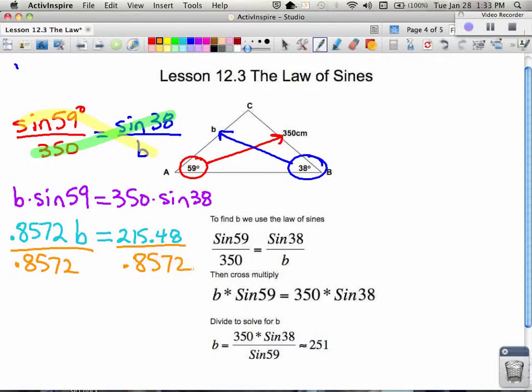And when I divide the 215.48 by the 0.8572, I end up with the fact that my b is 251.38, and that would be in centimeters, of course. So in this particular example, we found a side using the law of sines. In the next example, I'm going to show you how to do an angle.